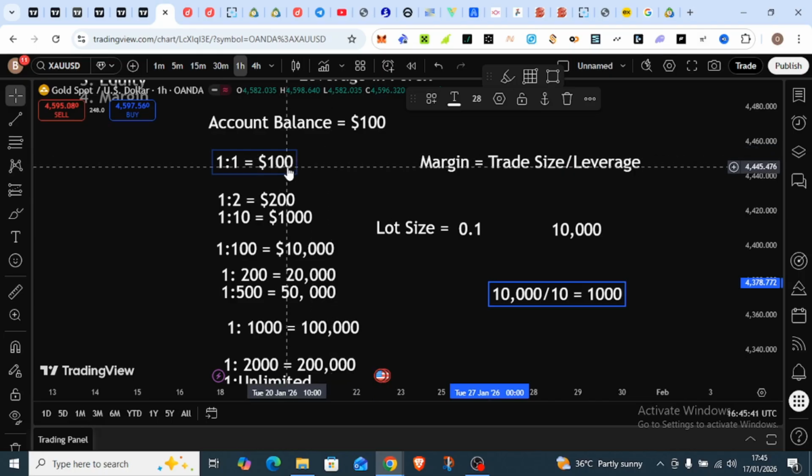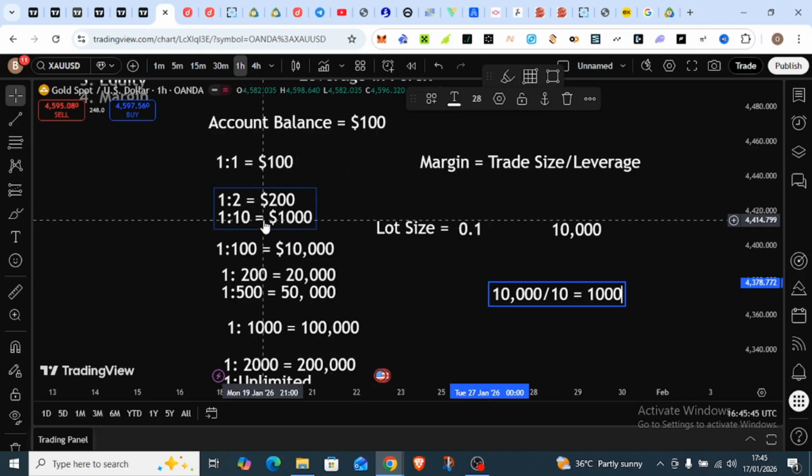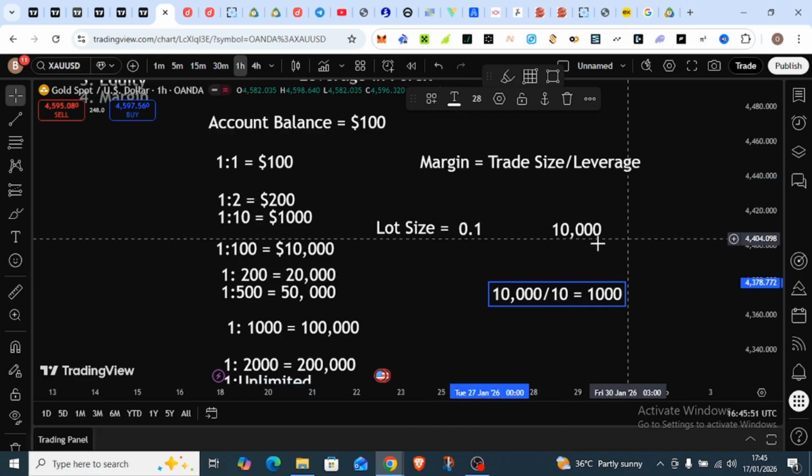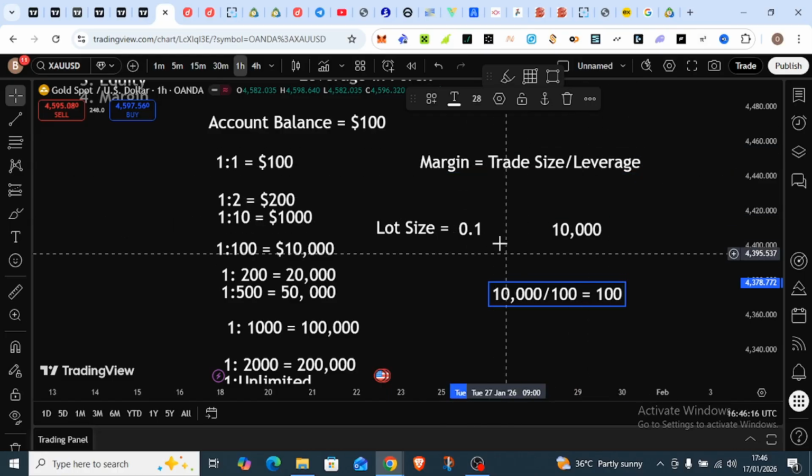And you know what we have in our account is just $100. So this cannot go. We cannot use leverage of 1:10 to place this particular trade with 10,000 units. If we use leverage of 100, so divide the units by 100, we have $100. So we need a minimum of $100 to place this trade.